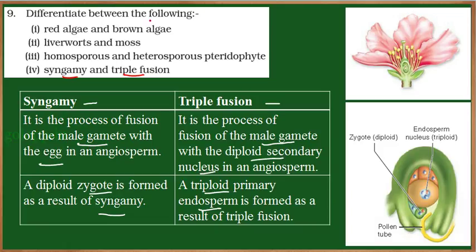So here in the picture we can see the pollen tube carries two gametes. One gamete fuses with the egg. So we can see one fusion. This fusion is called syngamy. It leads to a zygote, which is diploid in condition. The other male gamete fuses with a secondary nucleus which has two haploid cells. So three cells are fusing together. This is called triple fusion, and it gives rise to endosperm, which is triploid in nature. So syngamy gives rise to a zygote, which is diploid in condition, and triple fusion gives rise to endosperm, which is triploid in condition.